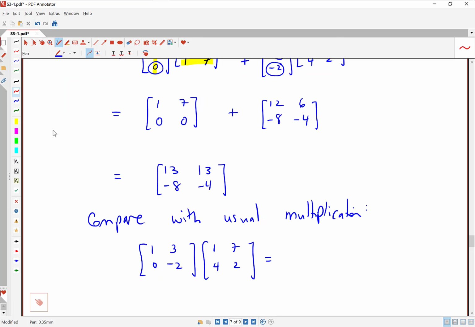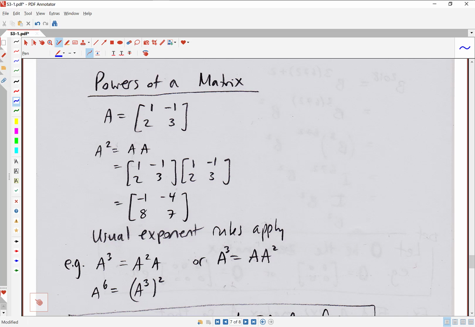Our usual way of multiplying, circle the rows of the first matrix, columns of the second matrix, and we're doing some dot products. So we would get 13, 13, -8, and -4. So I'm going to put a check mark here and say, yep, sure enough, that outer product expansion did give the correct answer. So now let's talk about the powers of a matrix.